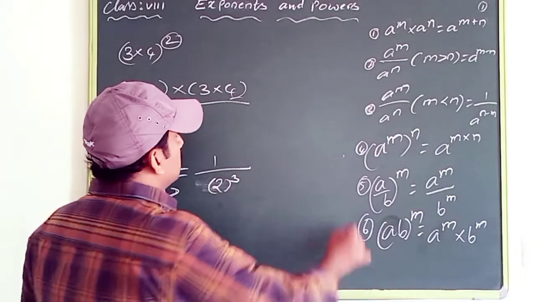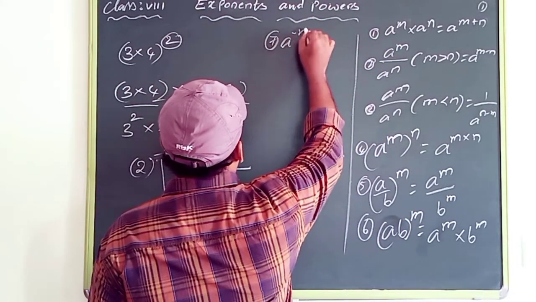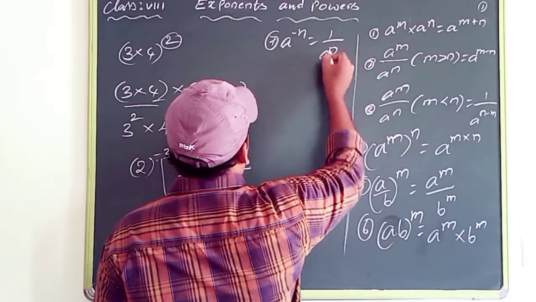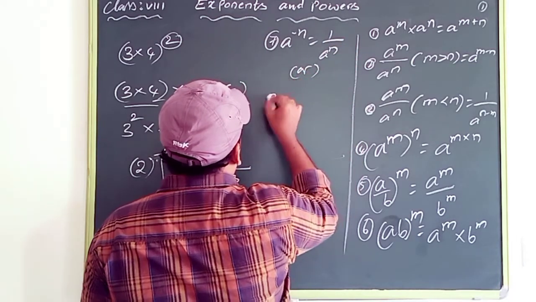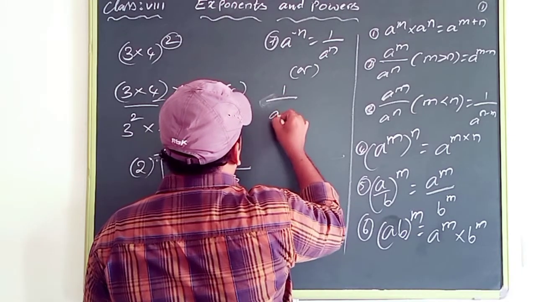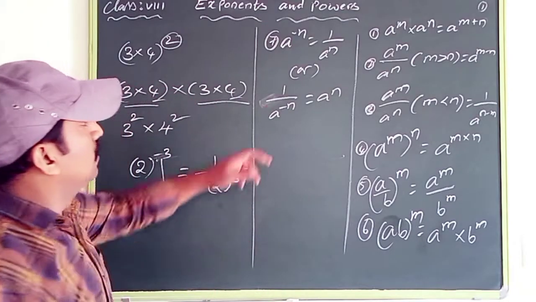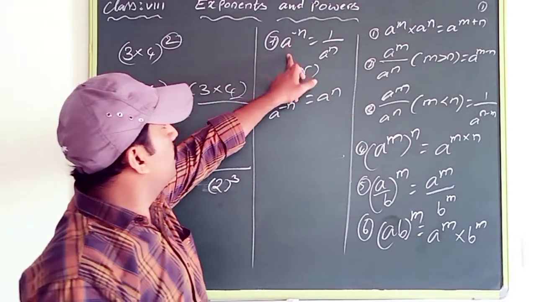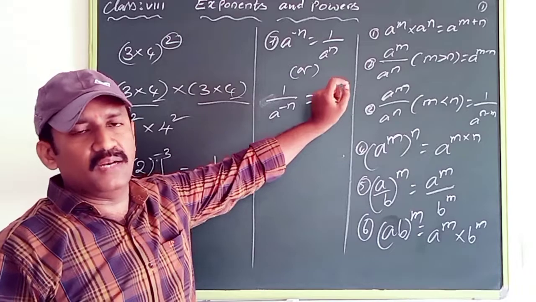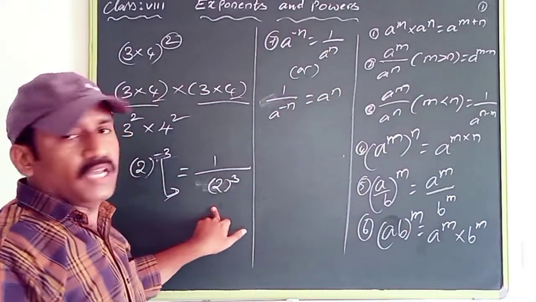Why? Here is another formula for that. That is a to the power of minus n equal to 1 by a power n, or 1 by a power minus n equal to a to the power of n. These two are almost the same. But a power minus n means you can write 1 divided by a to the power of n. That means we are converting the minus into a positive power.